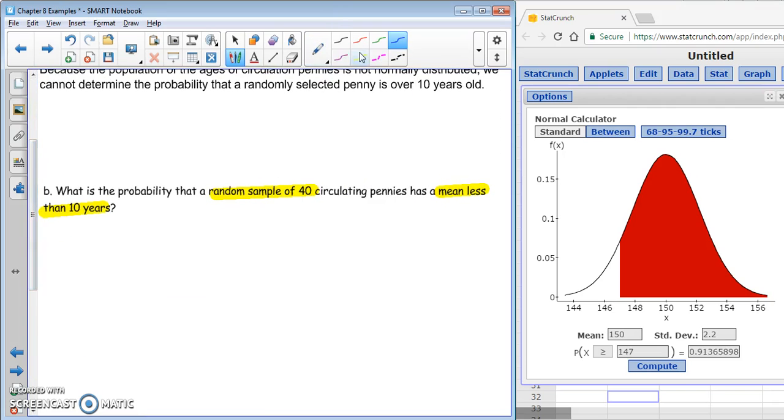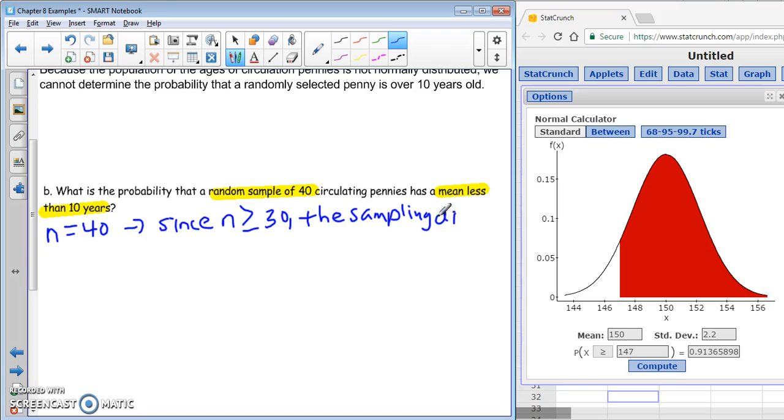So n is 40. Since n is greater than or equal to 30, the sampling distribution of x bar is approximately normal.